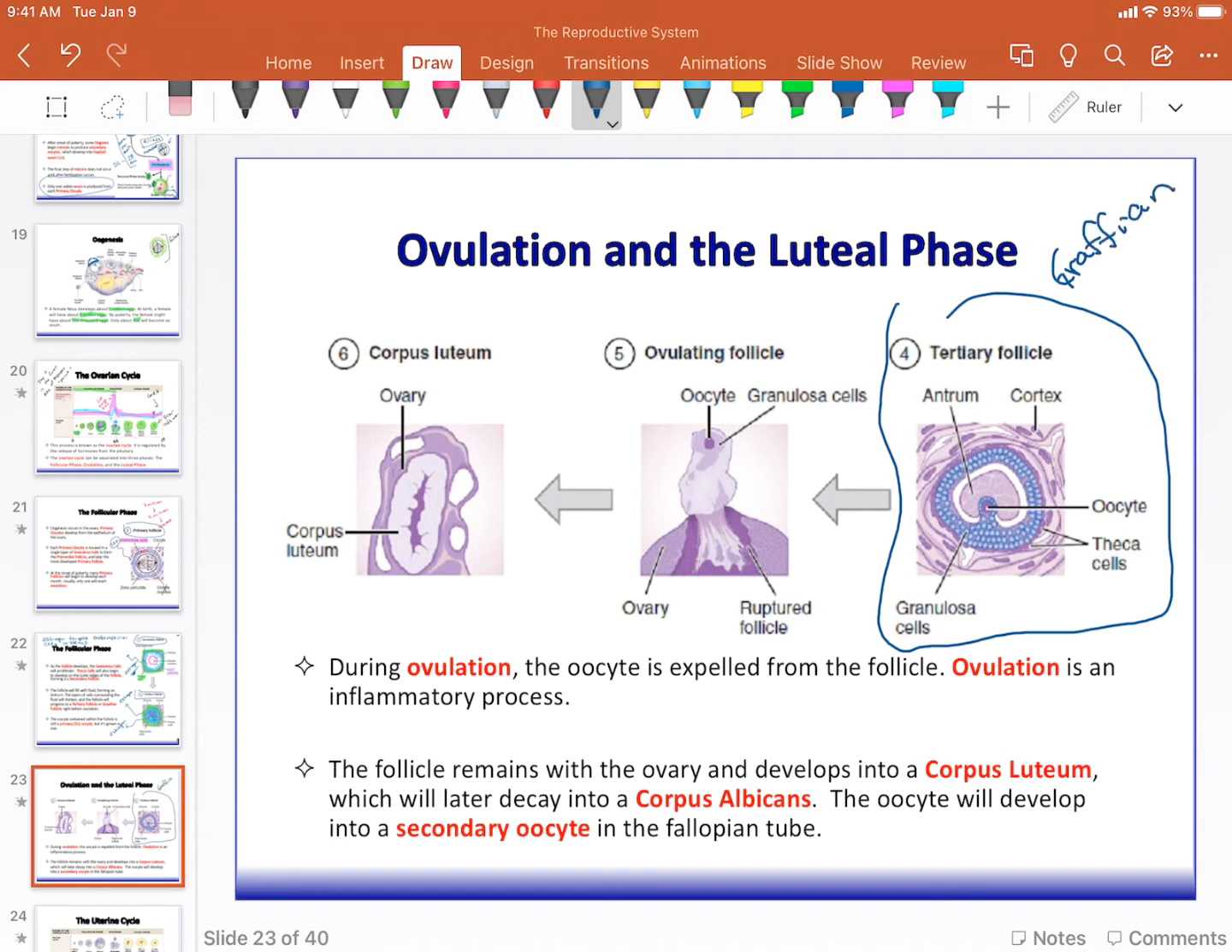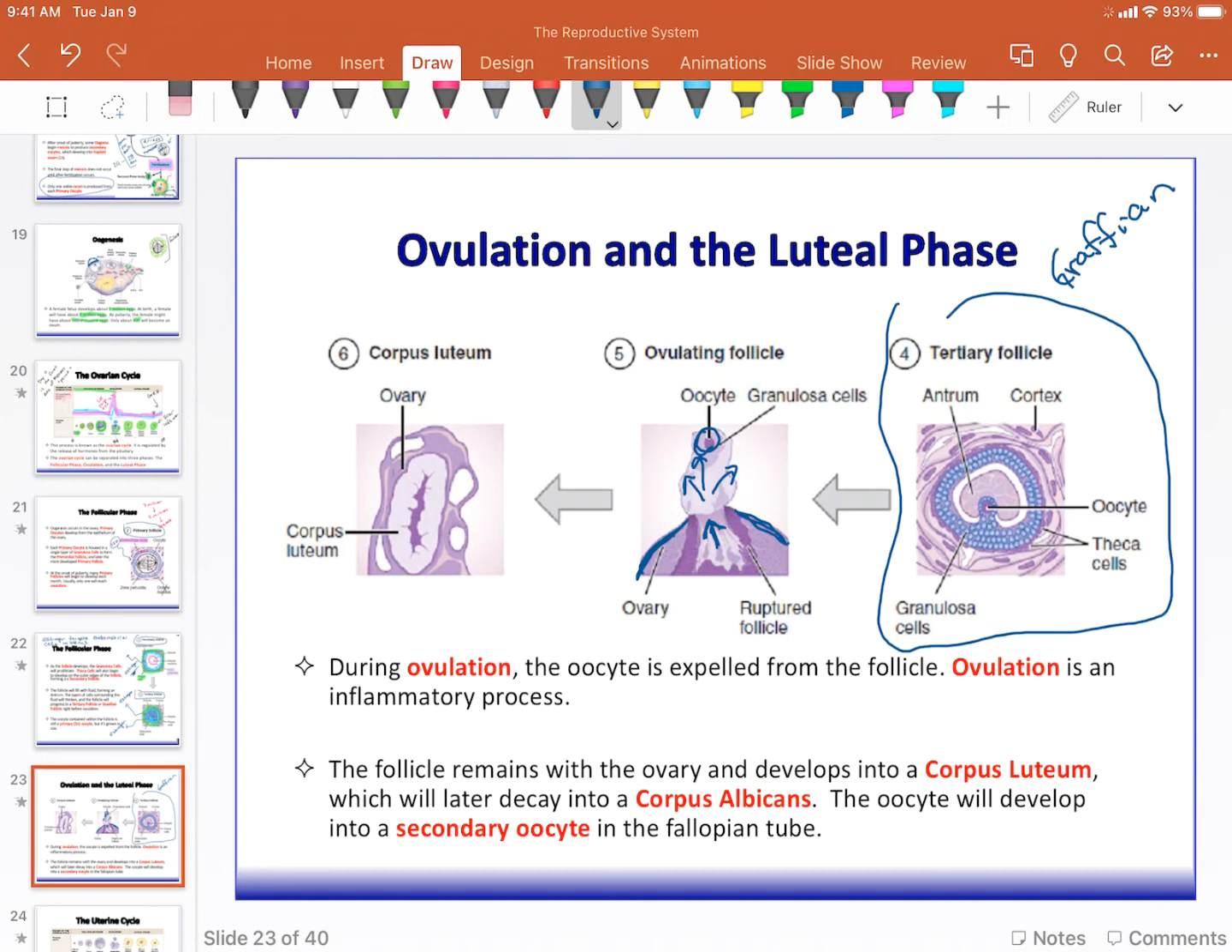Graafian follicle. Okay. And that Graafian follicle puts so much pressure on the wall. You see this? This is the ovary wall here, or the cortex, the capsule. Okay. And it puts so much pressure on it that this cyst-like structure explodes. Kind of like a zit, right? You pop a zit and it explodes. That's what happens. It's exploding, and all of this liquid spills out with this explosive force, and the oocyte ovulates.